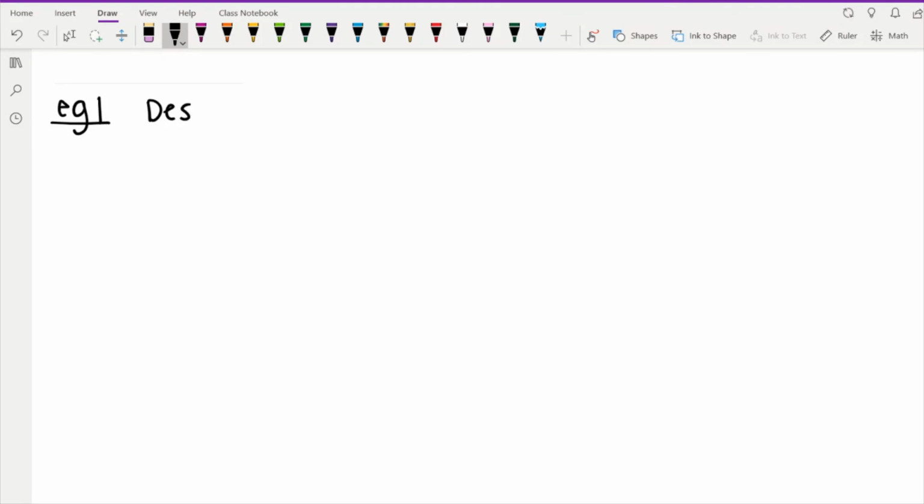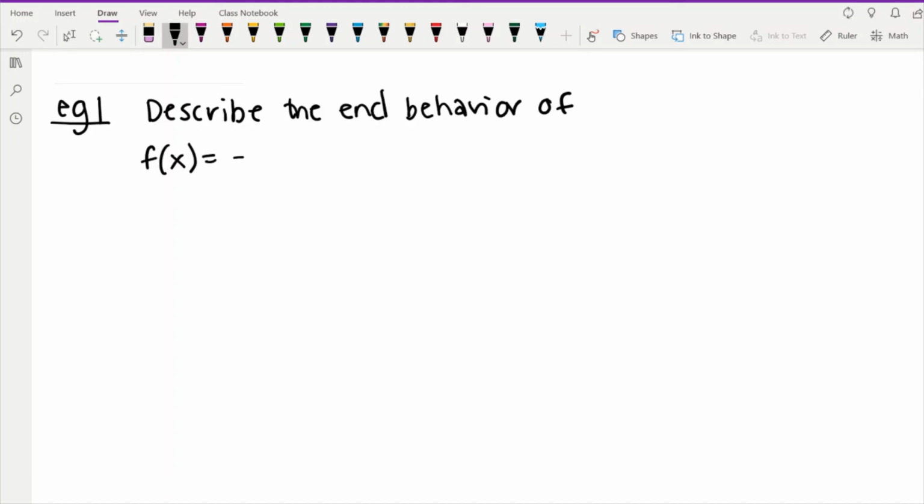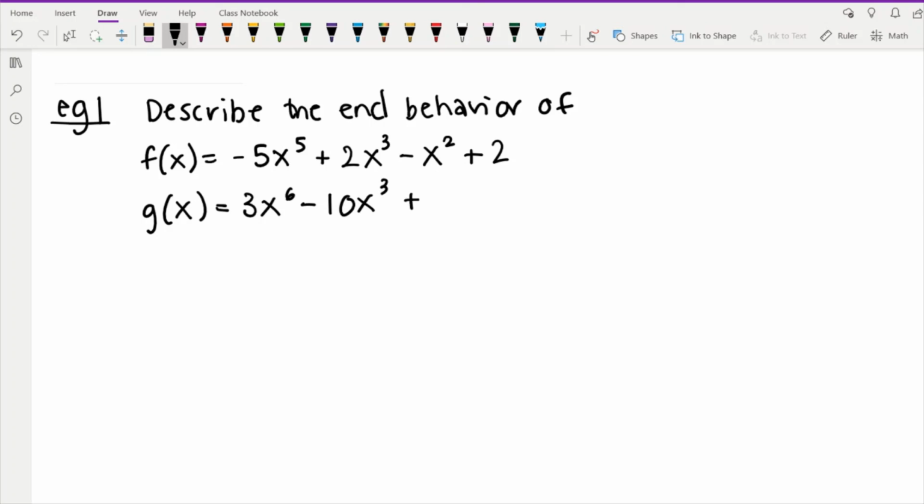So we're going to describe the end behavior of the following two functions. So we'll do f of x is equal to negative 5x to the fifth plus 2x cubed minus x squared plus 2. And then we'll also do g of x is equal to 3x to the sixth minus 10x cubed plus 5x squared minus 7x. So let's start with the first one.